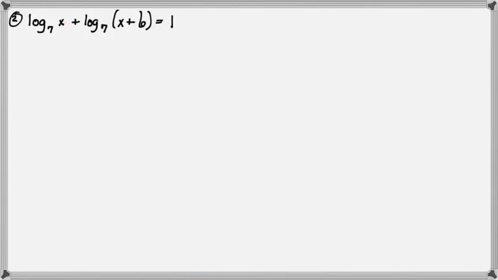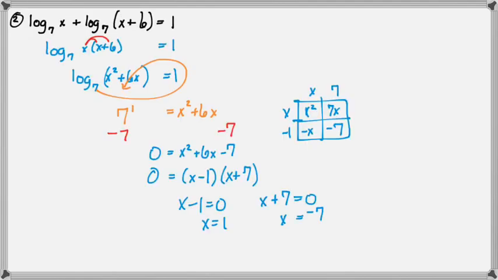I want you to try to work this next problem and check your answer. So we end up with x equals 1 and x equals negative 7. So we have to check it out and see. When we plug in the 1 to both, it checks out. When I plug in a negative 7, it gives me a negative answer, so that's extraneous.